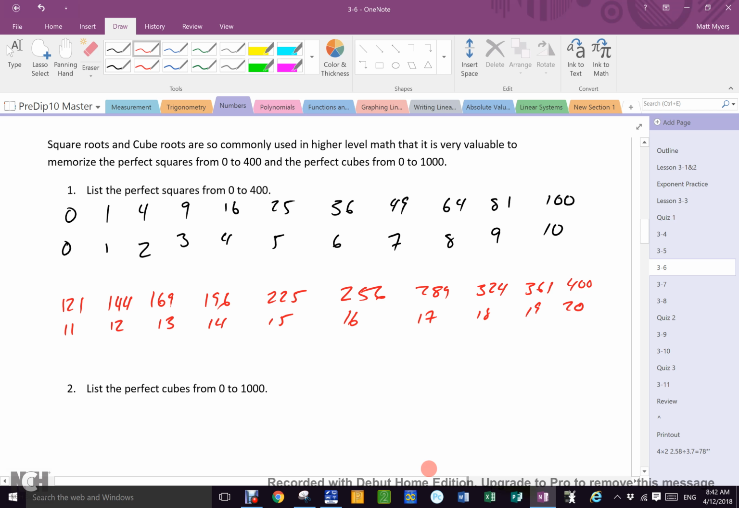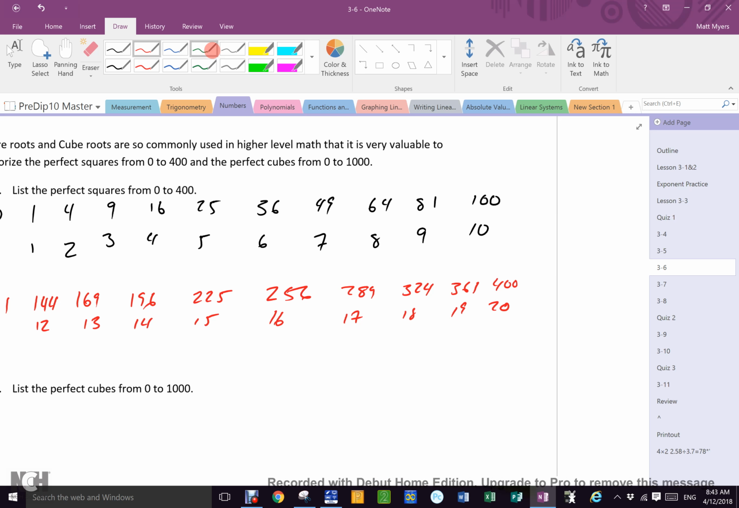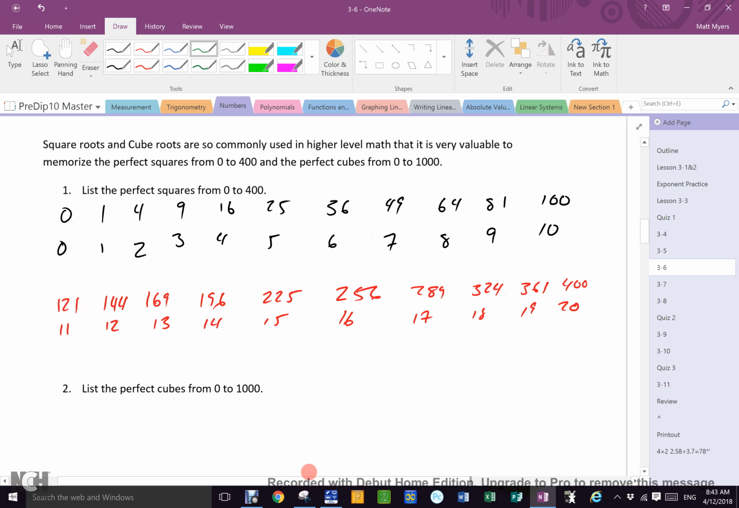Now, there is a pattern, as you can see. You added 1, you added 3, you added 5, you added 7, you added 9, you added 11, you added 13, you added 15. This last one you added 39, so what's the next one going to be? 441, and that would be 21, right? Then you would add 43, 484, that would be 22, and so on. But know those. I cannot stress it enough. Your next 3 years of math will be so much easier if you have your times tables memorized and these two things memorized.